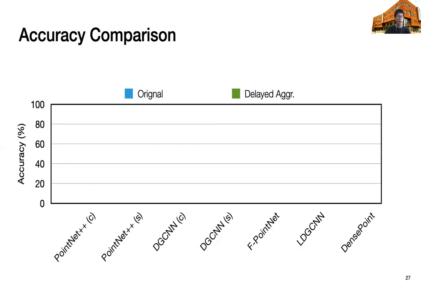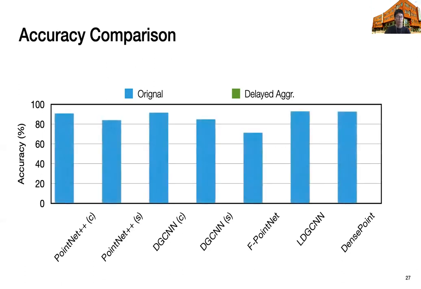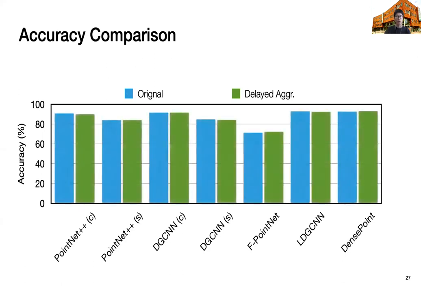First, let's see our accuracy result. The x-axis shows different networks and the y-axis shows accuracy. We first show the original result. Next, we will show our result. As we can see, our delayed aggregation can achieve similar accuracy as the original algorithm.